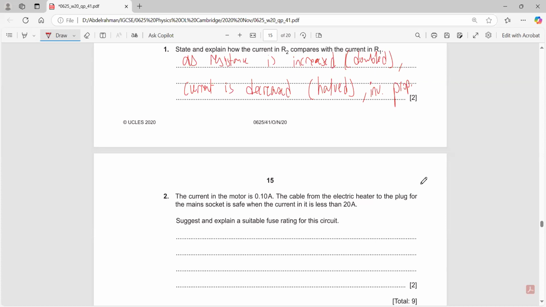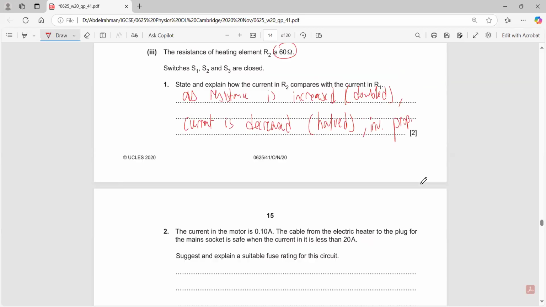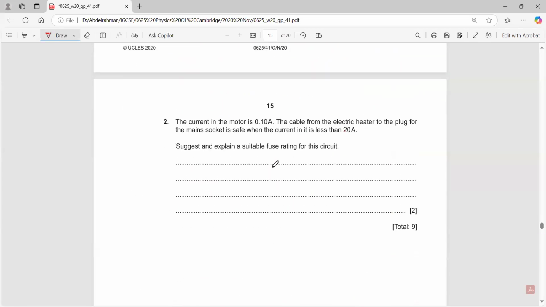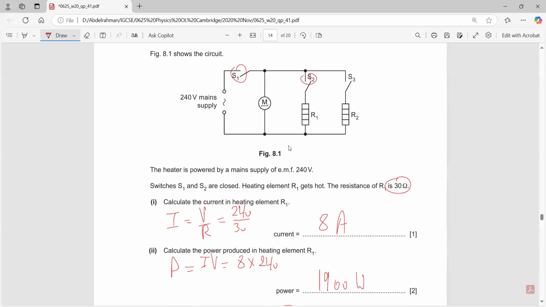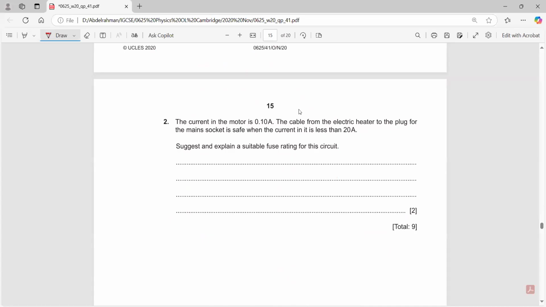The main question is, what is the total current in this circuit? He said the motor has a current of 0.1 amperes. R1 has a current of 8 amperes, and R2 we just said would be 4 amperes. So the total current in the circuit is 0.1 plus 8 plus 4, which is 12.1 amperes. It would be safe to use a fuse of, let's say, 14 or 15 amperes. Anything greater than 12.1 and less than 20.